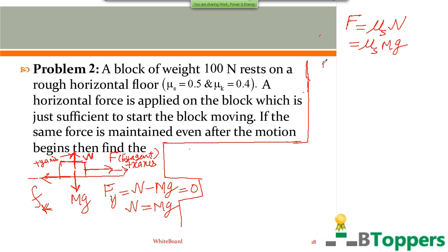But during the motion, the magnitude of kinetic friction acting on the block is denoted by Fk, which is equal to μk into N.